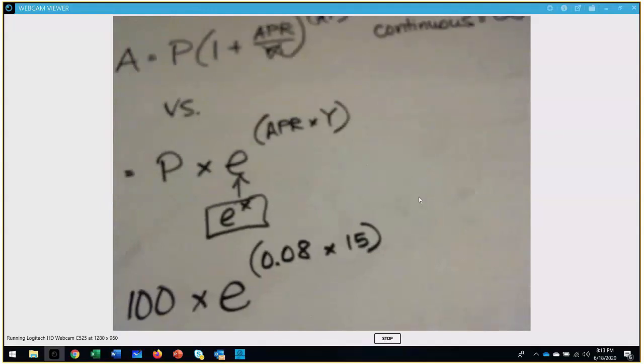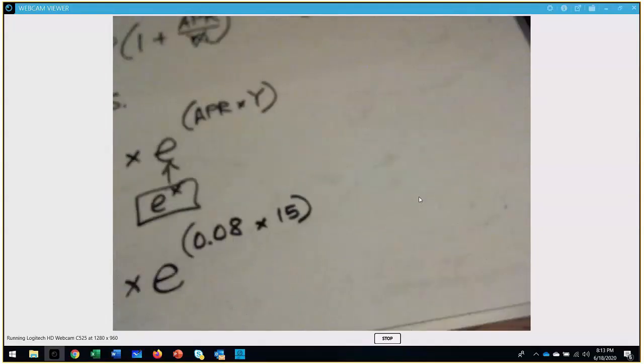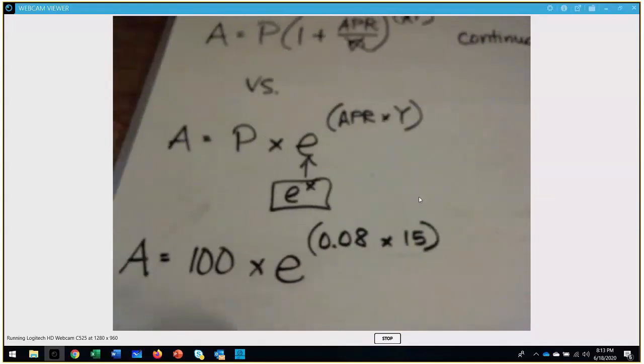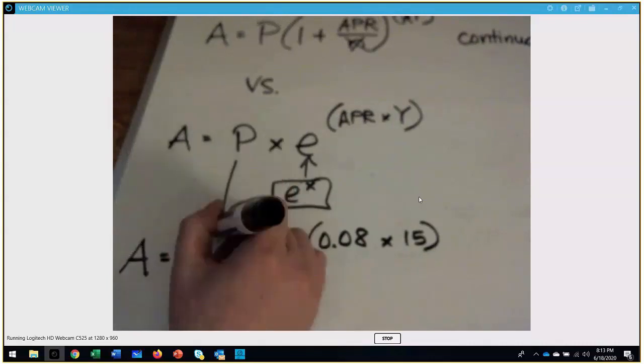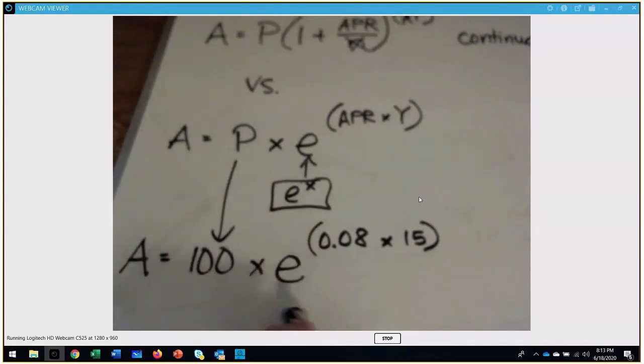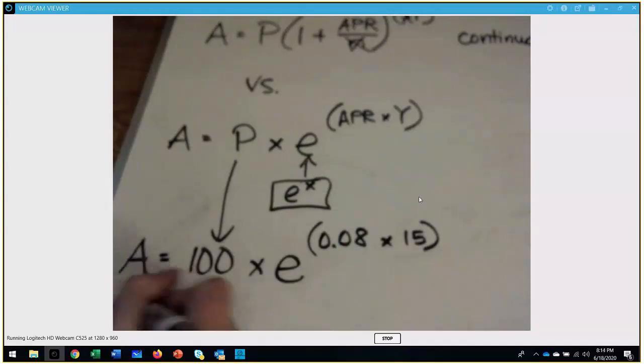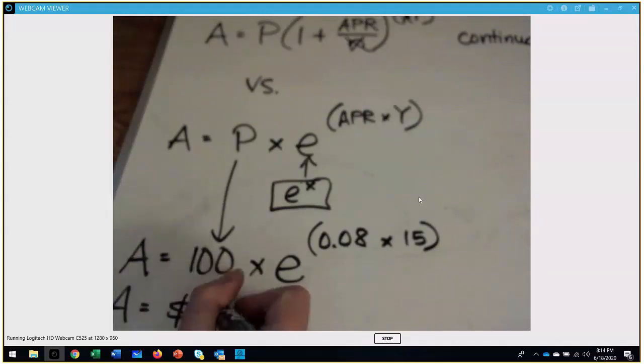So once it's plugged in, it looks like this. What's going on here? That's straight, that's crooked. There we go. All right, so here's how you're plugging it in. Here's your P. Hit times, then find your EX key, and that'll automatically put you up here. And then just plug in your APR times the years, close, and hit equal. I'll tell you what I get so you can check yourself. I got 332 and about 1 cent. 332.01.